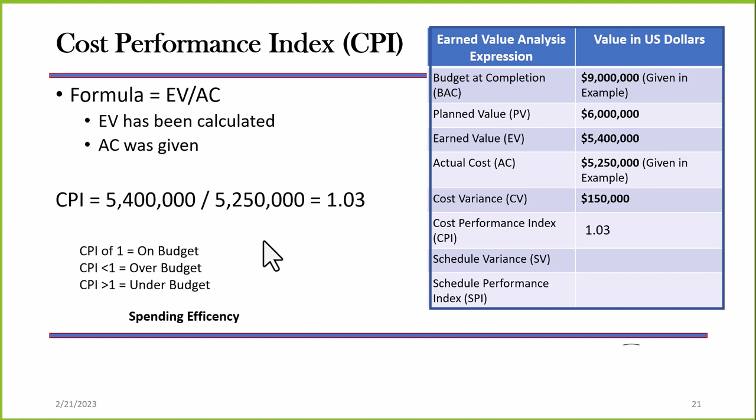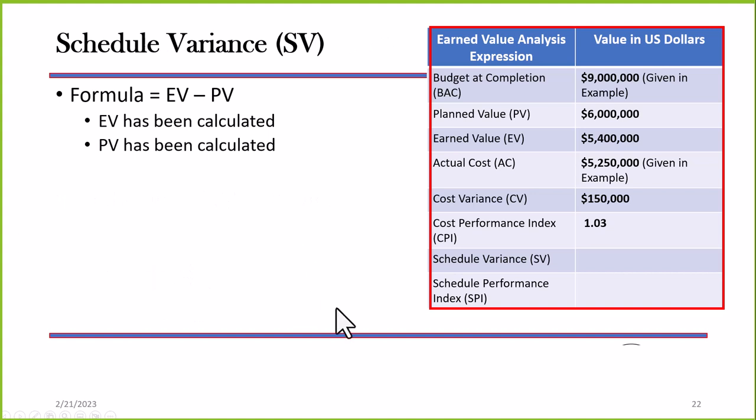So now we've talked about the cost. How about the schedule? This is also a part of our earned value management approach. What does the schedule look like? So we take the schedule variance, the SV, and the formula is EV minus PV. So our earned value is $5.4 million. Our planned value is $6 million.